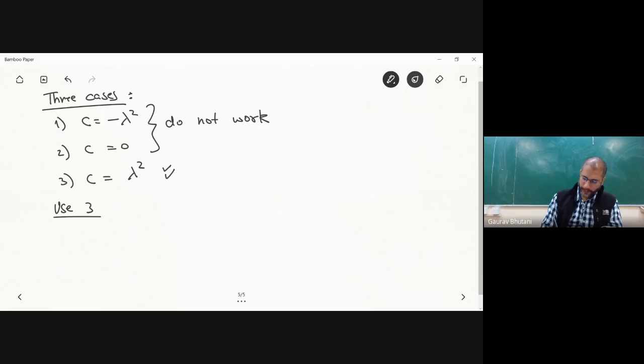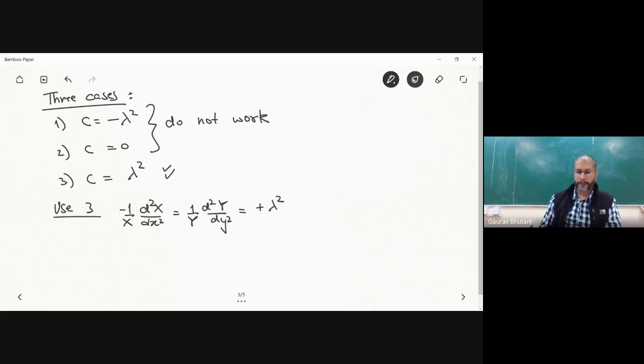So what that means is we will write... Lambda is some constant. We don't know what the value is, but at least I know that this constant on the right hand side is positive. Okay, so using this, I can now create two ordinary differential equations, and that was the whole idea. So what we have done is we have created two ODEs from the PDE that we started with.